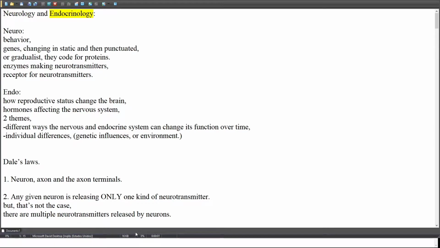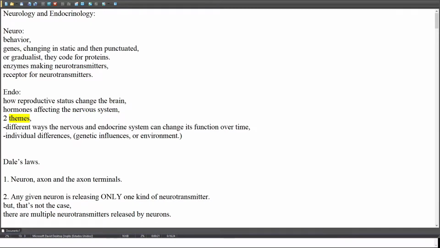Neurology and endocrinology. Neuro: behavior. Genes, changing in static and then punctuated, or gradualist, they code for proteins: enzymes making neurotransmitters, receptors for neurotransmitters. Endo: how reproductive status changes the brain, and hormones affecting the nervous system.